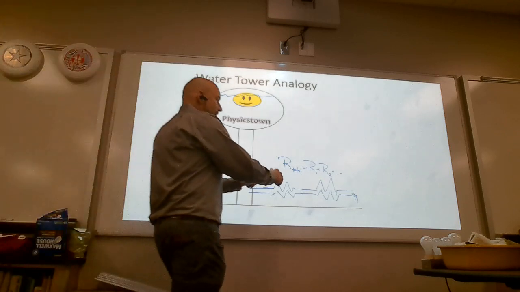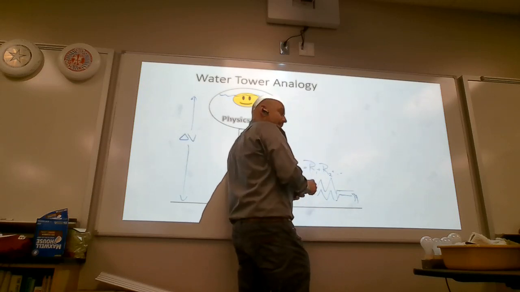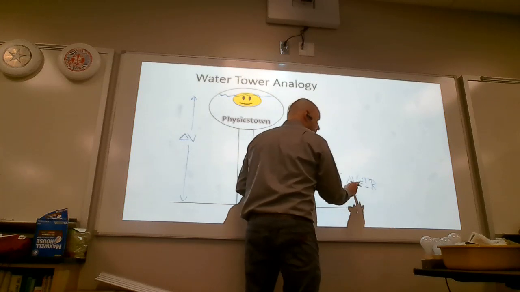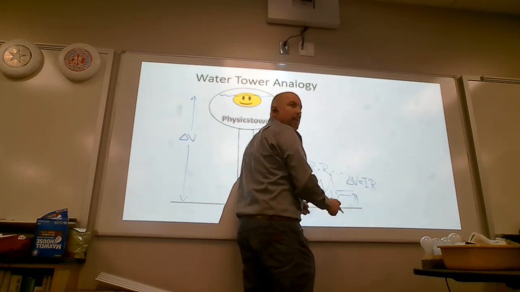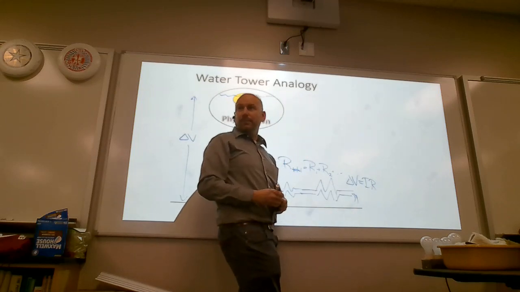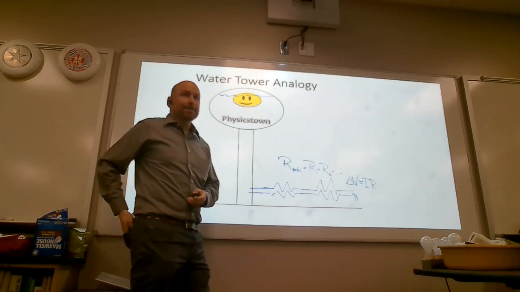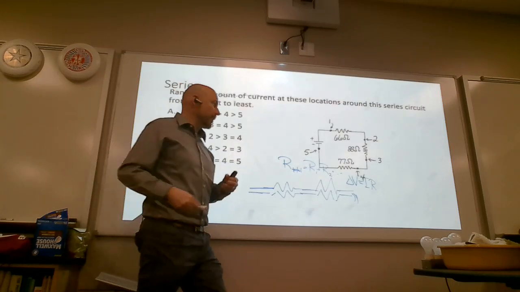So as we put more kinks in our hose, the total resistance is going to increase. The voltage didn't change, but as the resistance increases, the current goes down. Good with that. Okay, so water tower analogy.